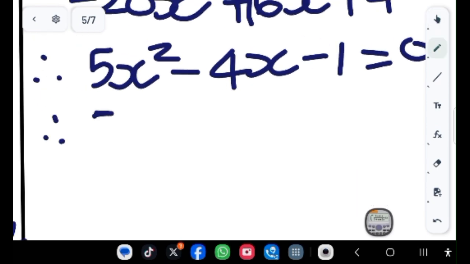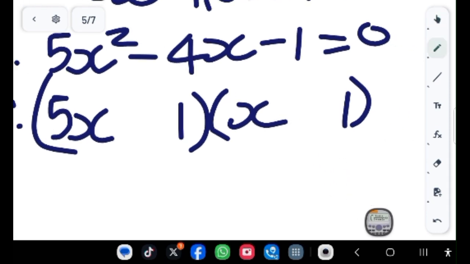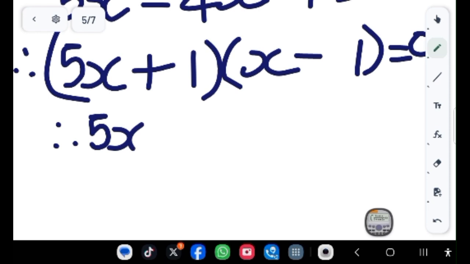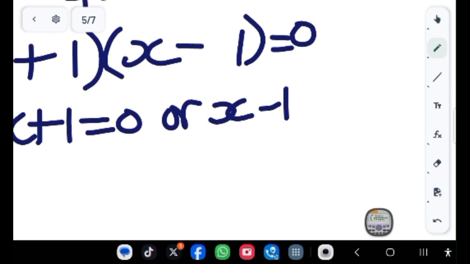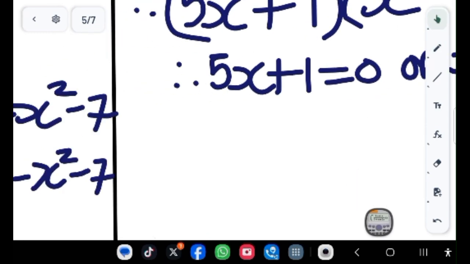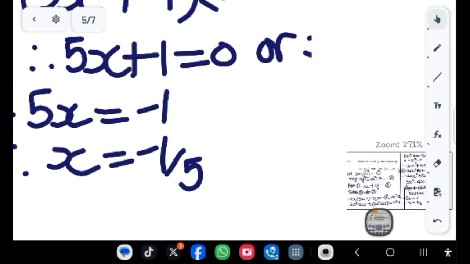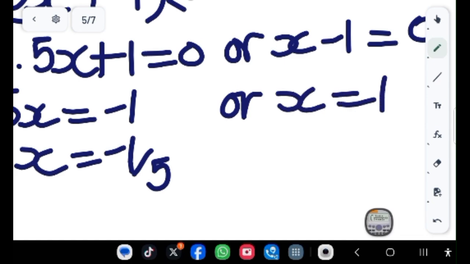That will be 5x and x, and then 1 and 1. To get negative 4x, we'll have to have minus 1 over here and plus 1 over there. Therefore, 5x plus 1, x minus 1. Never skip this step. That's why a lot of people make mistakes. I'll never get tired of warning you because I've seen too many silly mistakes because of this. Therefore, 5x equals negative 1, meaning that x equals negative 1 over 5, or x equals positive 1.